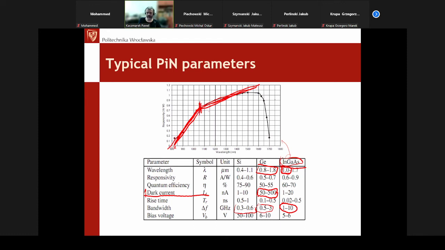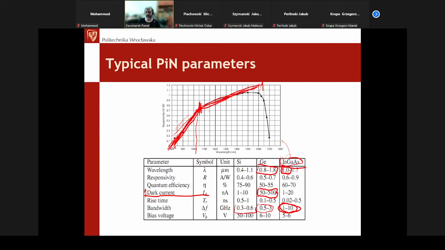For this one, we will have operation and absorption of the photons only in this intrinsic layer. But here, the photons will be absorbed also in this N and P type layer. It also means the photodetector for this range of these wavelengths will operate much slower than the bandwidth they are guaranteed in the datasheet.